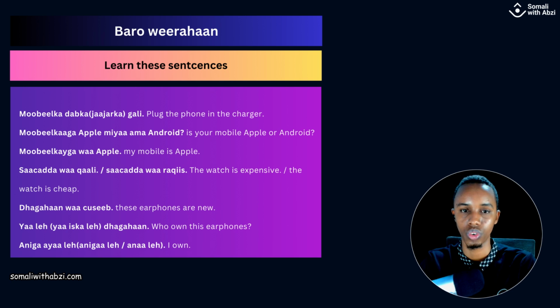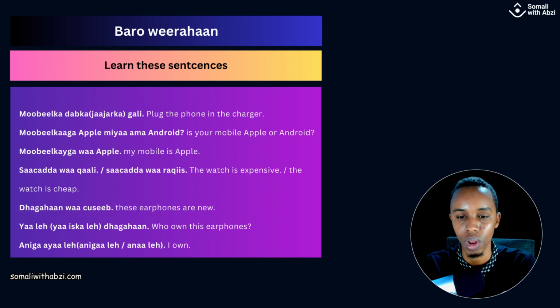Alright, the first one is mobilka dabka geli or mobilka jaajarka geli. So in Somali language, as I mentioned earlier, dab, we use fire, also electricity. Also now we're using as charger to charge the phone. Mobilka, the mobile, dabka, the fire or the charger, and jaajarka, you can also use that, geli, to plug in, to put in. So mobilka dabka geli or mobilka jaajarka geli. So they mean plug the phone in the charger, yeah.